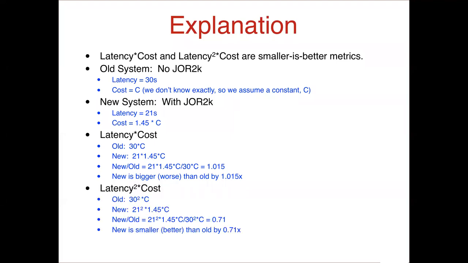Now if we use latency squared times cost, we get something a little bit different, right? 30 squared and 21 squared respectively are going to end up giving us 0.071 when we compare new to old. And so in this one, the new one is better. The denominator has to be larger. So according to this metric, it would be worth it. Now, which metric's the right one? Well, it depends on how much money you have and how much you care about latency. Which is pretty subjective. But it's always good, in my opinion, to get rid of as much subjectivity as possible and get some empirical evidence behind two subjective choices. So this is kind of the goal.